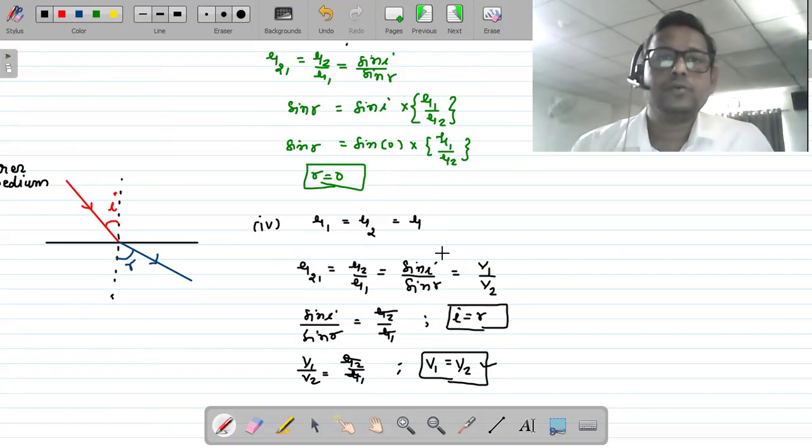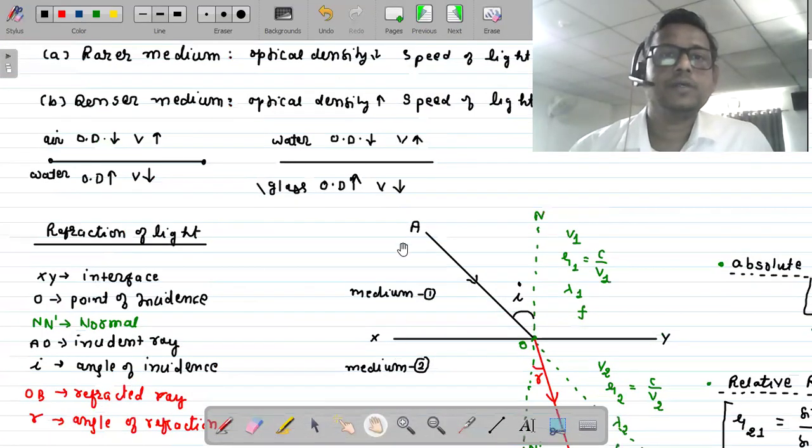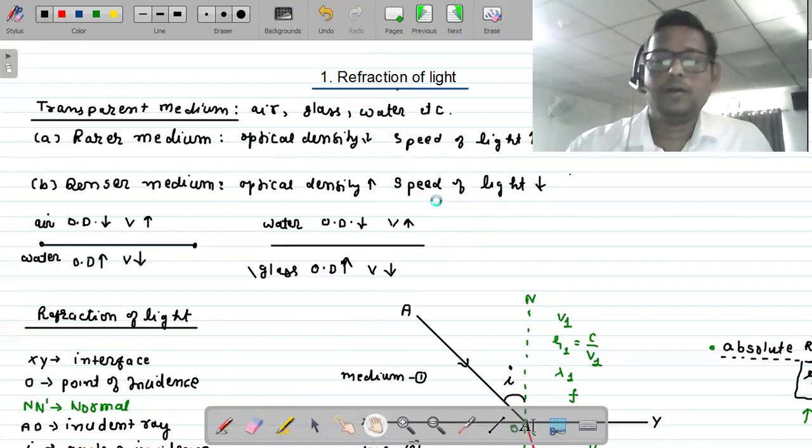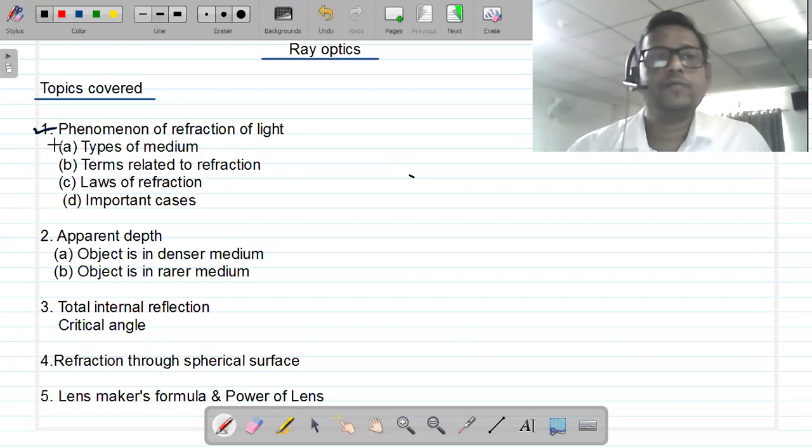So this is all about our first topic, the phenomena of refraction of light. We have covered all the subtopics like types of medium, terms related to refraction, laws of refraction, and important cases.